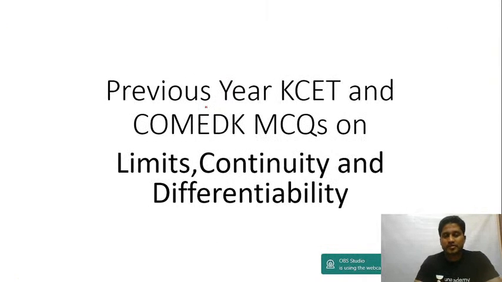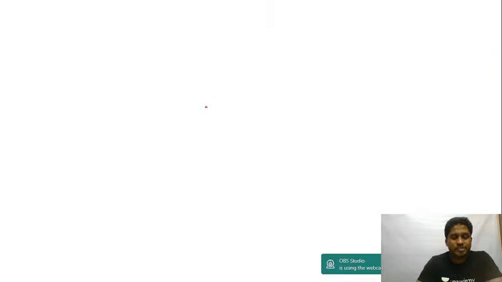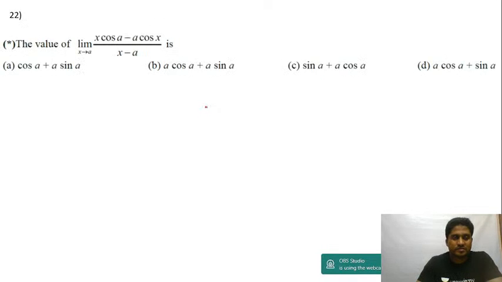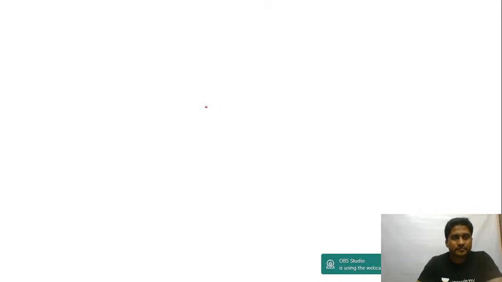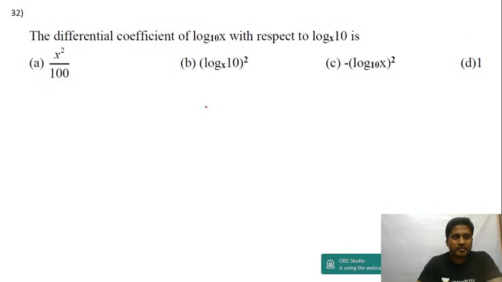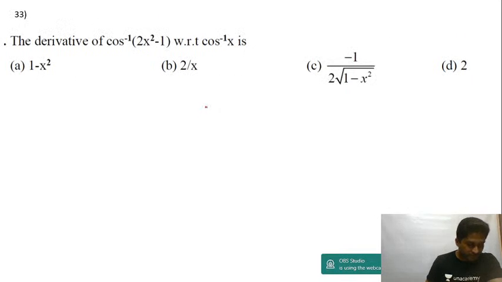Okay, we were doing PYQs of KCET and COMEDK MCQs on limits, continuity, and differentiability. This is the fourth session, guys, and we have done around 32 questions in the first three sessions. So let me start from here. I have done up to 31, 32, so I should start from 33. Question number 1, guys, here we begin for today's class.